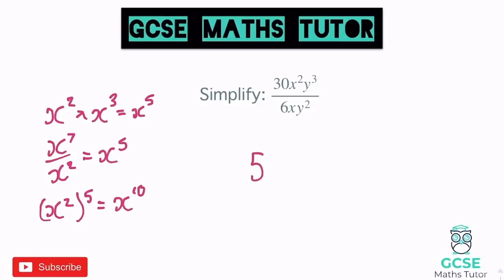Now individually looking at the letters, we've got an x squared, and on the bottom we've got an x. Now it's not written in there, but that is a little power of 1 there that's not written. So if we subtract the powers, 2 take away 1 gives us x to the power of 1. I'm not going to write that in, I'm just going to leave it as x because that means x to the power of 1. Moving on to the y's, we have y to the power of 3, y squared on the bottom, and 3 take away 2 gives us just y on the bottom there. So our final answer would be 5xy.